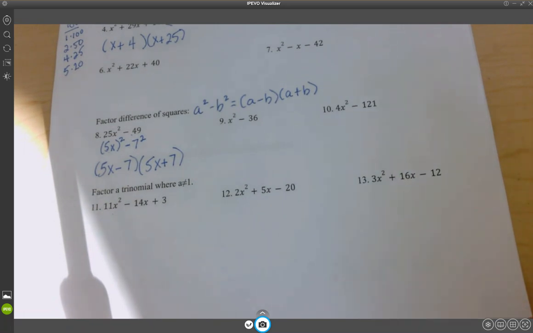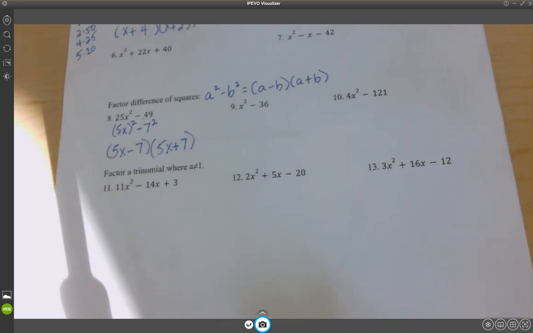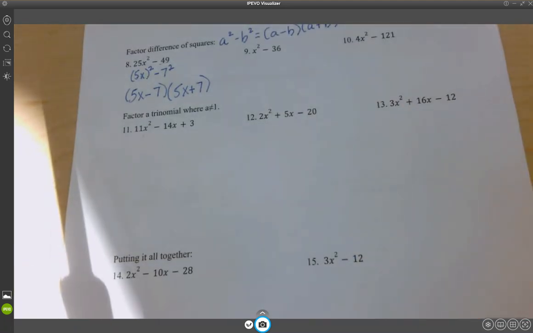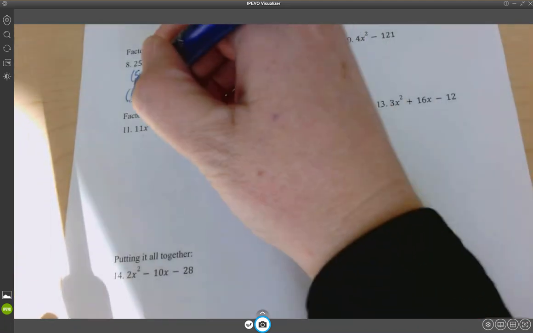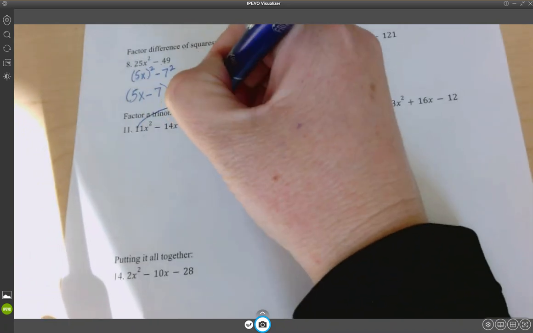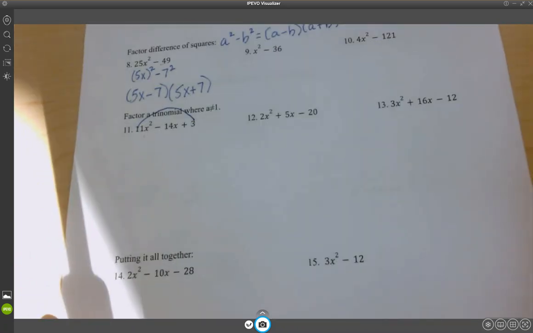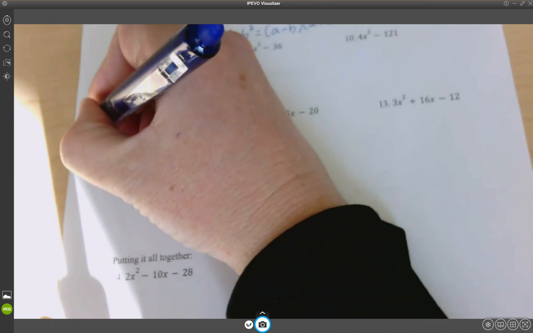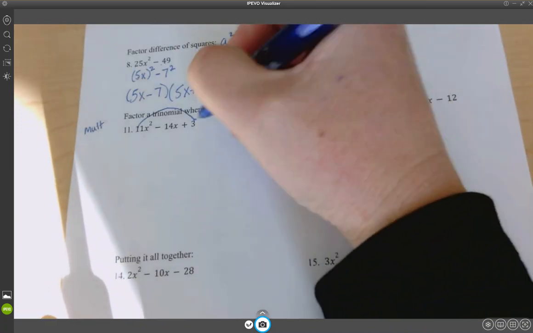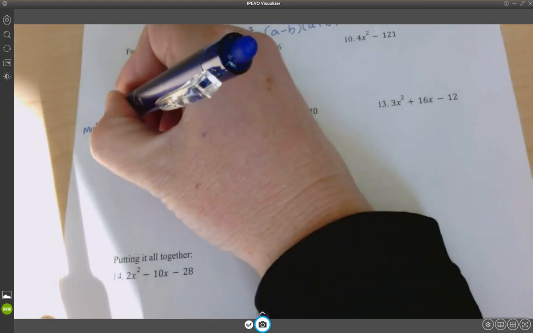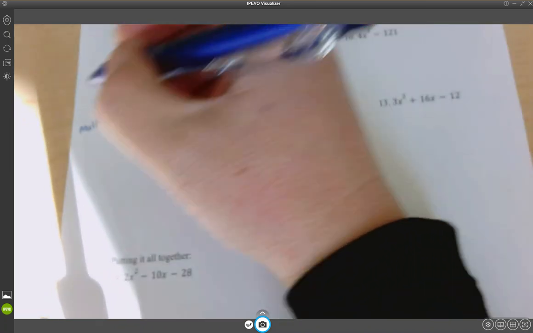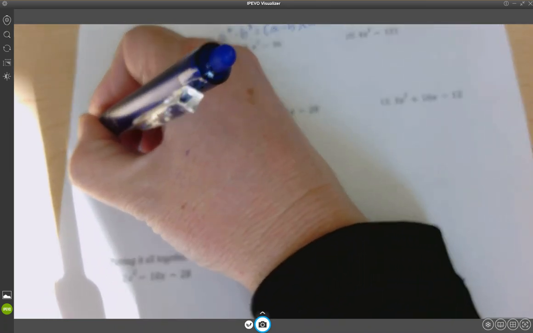All right, the next one is the hardest, factoring a trinomial where a does not equal 1. So in this problem, we start by multiplying the first and the last, the a times the c. And I'm looking for two numbers that multiply to make 33. And they're going to add to make negative 14.